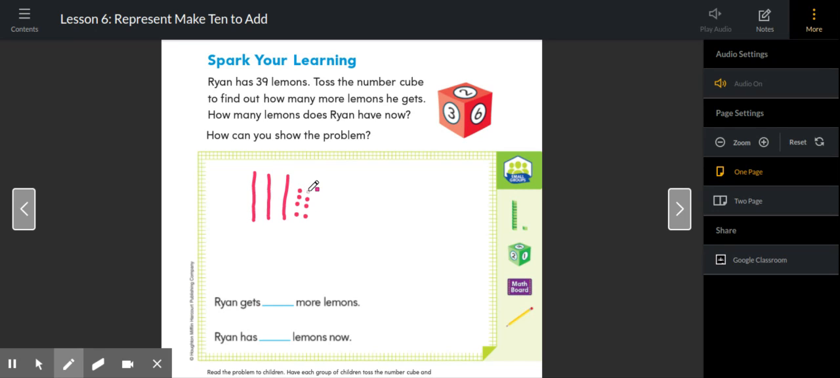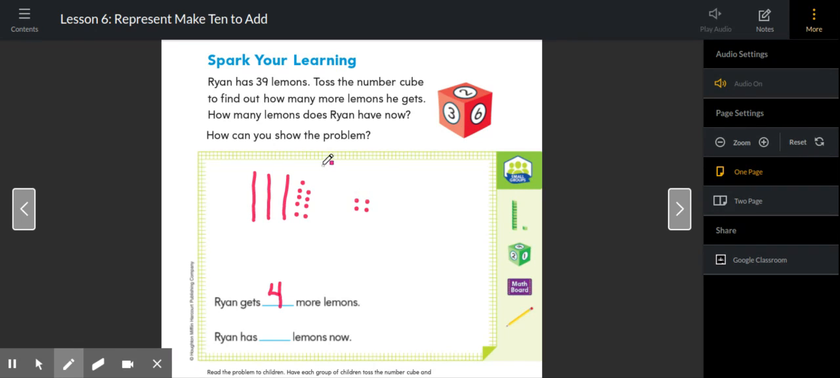6, 7, 8, 9. Okay. And I'm going to say that he gets 4 more lemons. So I'm going to put my 4 more lemons that he's getting over here. So the strategy that we're working today, called Make a 10, means that we are taking these 9 ones and we're adding some of the ones over here to make another group of 10.